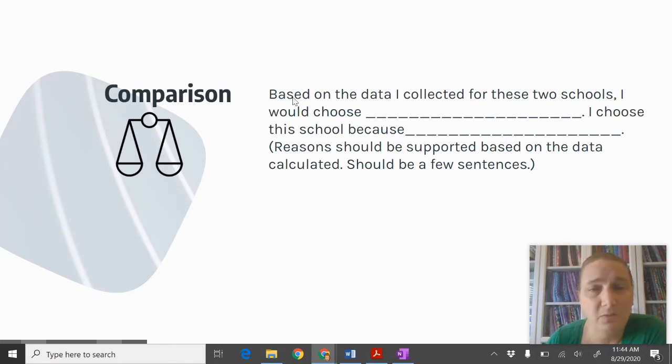But I'm not going to be checking spelling and grammar, but you do need to convey to me some ideas on why, based on the data, which school would you choose, make a decision. And remember, you're basing it on the data, not on your gut feeling. So which one would be better for your financial situation, okay? And then tell me why you chose that school, and you need to support it with the data that you calculated, okay? It should be a few sentences, okay?